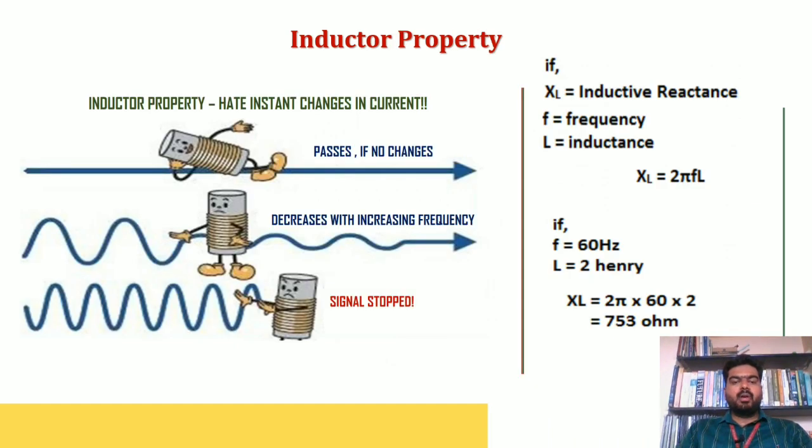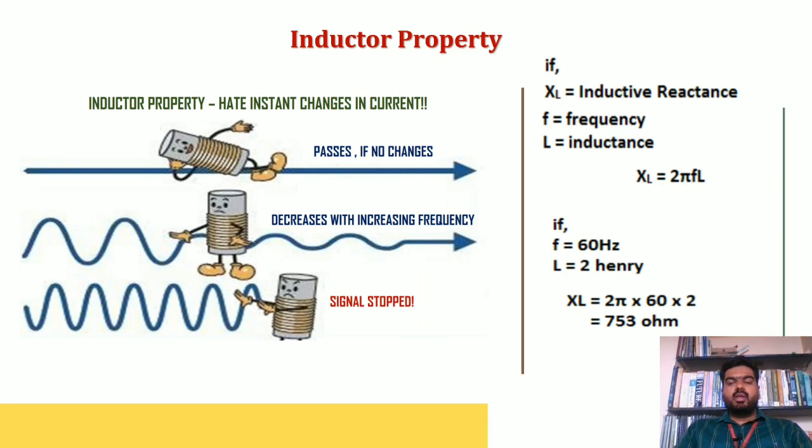Now the inductor property. An inductor actually hates changes in current. That means if there is DC, it allows DC, but it won't allow AC. The reason is on the right side of the slide. You can see XL equals inductive reactance. Reactance is nothing but some opposition; you can consider it as opposition or resistance. The formula is XL equals 2 pi FL.